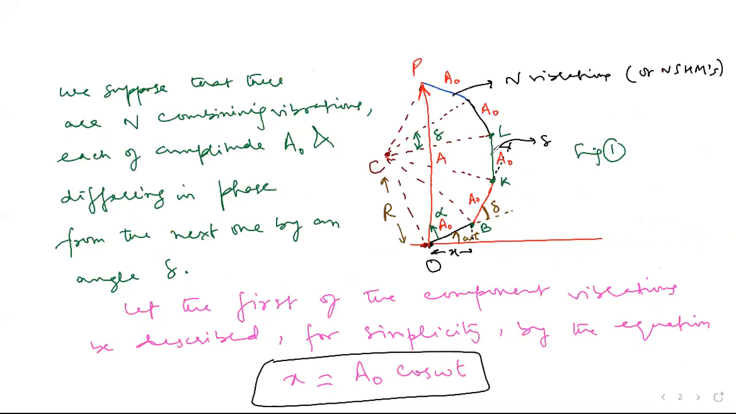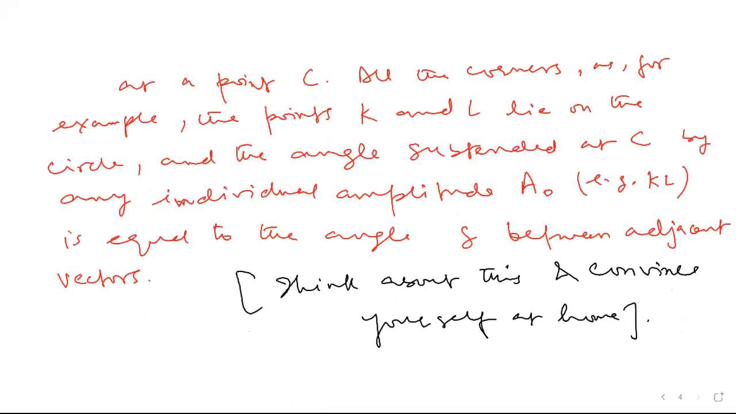Now, all these combining amplitudes are equal. Now, I'm saying the angle between the adjacent vectors, that is first one and second one, which is delta, second one and third one, which is delta, is the same as the angle subtended at C by any individual amplitude. For example, we have shown KL. This makes angle delta. Now, all these angles are delta. This is delta. This is delta. This is delta. This is delta. Right? So all the amplitudes subtend equal angles at the center, and in addition, these angles are the same as the angle between successive vectors. You think about it at home and convince yourself.